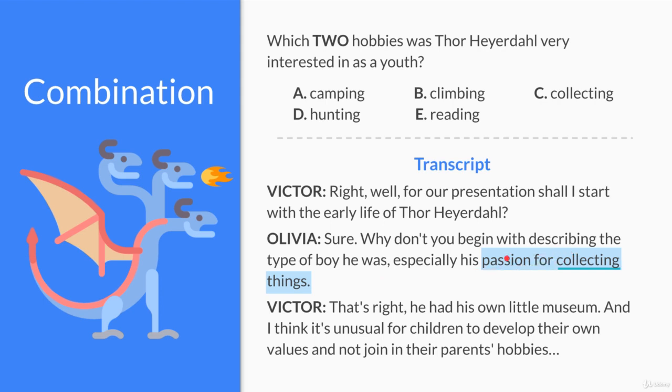So the first trick that they're using here is that they're not giving us the answer directly. So they're not just telling us what he was interested in as a youth. They don't say that. Rather, they're talking about his passion. So passion is synonym language for interest. So here we have an example of synonym language. So they don't use the exact words from the question, rather they disguise it in synonym language. Passion for what? Interested in what? Interested in collecting things. So that is going to be one of our correct answers here.